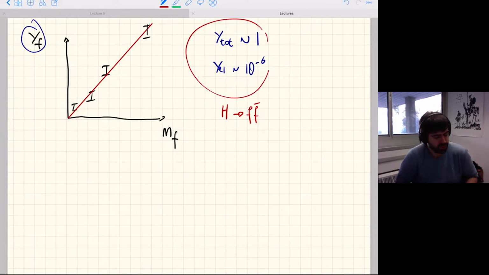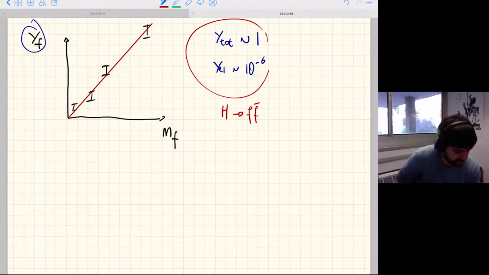Okay, what can we do at the LHC? Well, let's start from the most likely of these decay rates. The biggest Yukawa coupling is the top. However, an on-shell Higgs cannot decay into a top and top pair on-shell because of energy conservation.